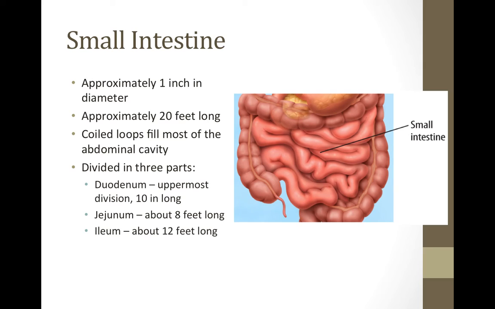So the first part is the duodenum. Okay, duodenum means 12 finger widths, which comes out to about 10 inches long. So the first section of your small intestine is called the duodenum, and it's only about 10 inches long. The jejunum is approximately 8 feet long, depending on the person. The ileum is about 12 feet long. So first duodenum, second is jejunum, and the last portion is the longest, and that is called the ileum.